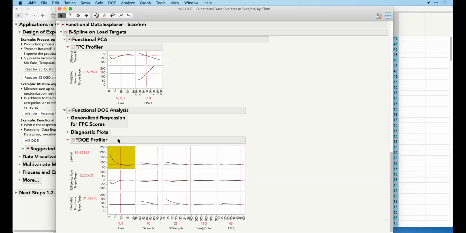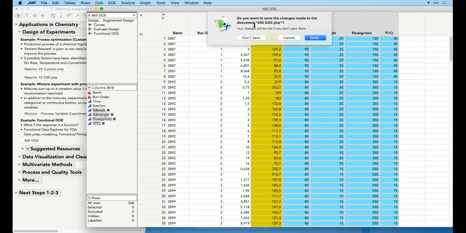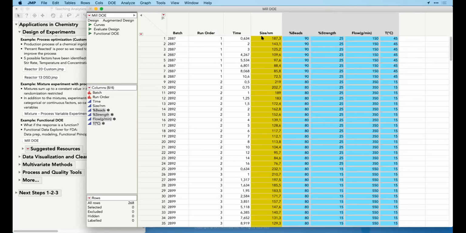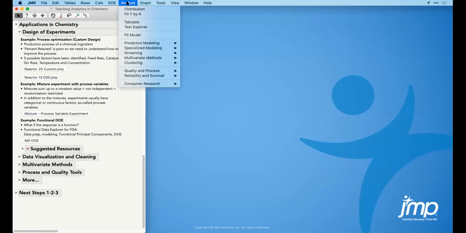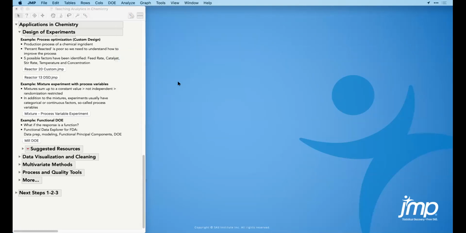So this is using functional principal components. And you can also have functions as inputs, as factors. For that, we have a special modeling platform called Functional Data Explorer in JMP Pro. And if you have functions as inputs, we call this functional machine learning. And this is supported by that platform.